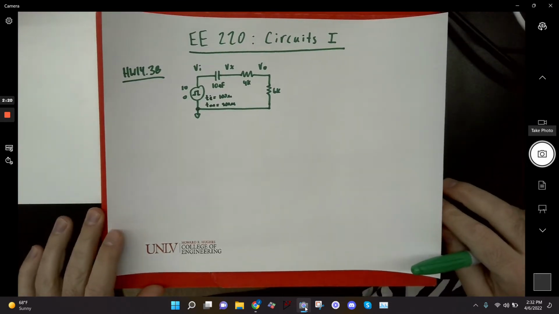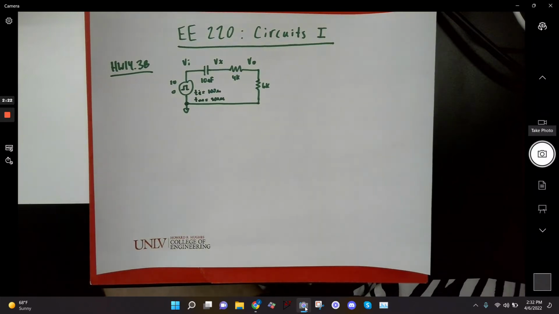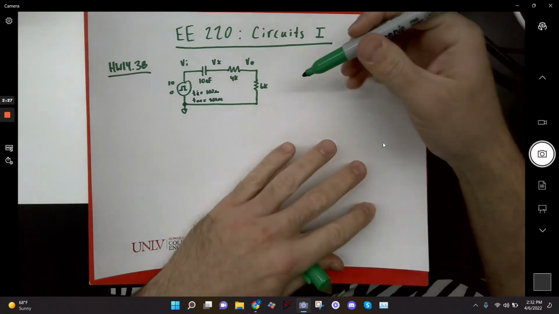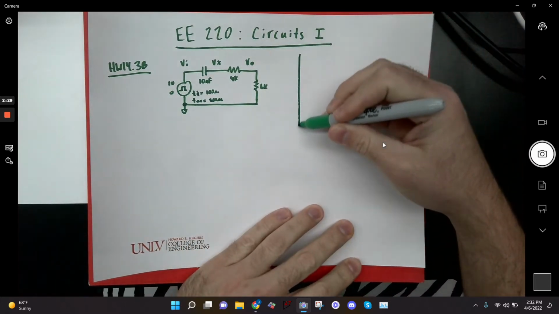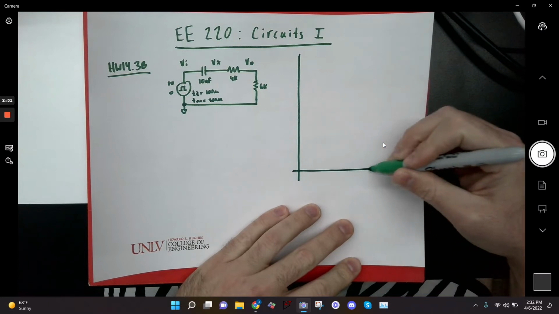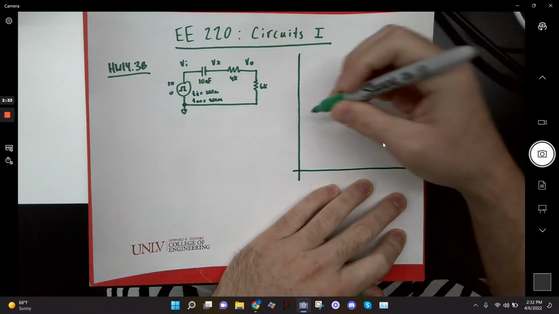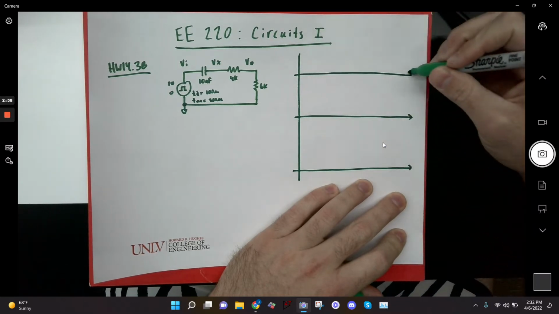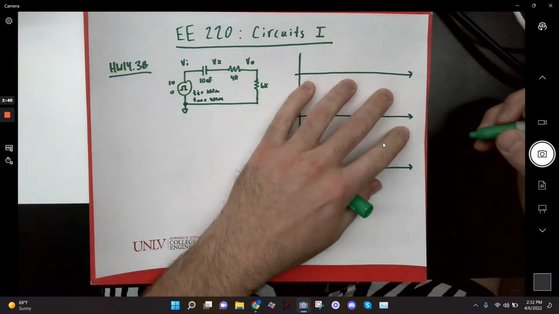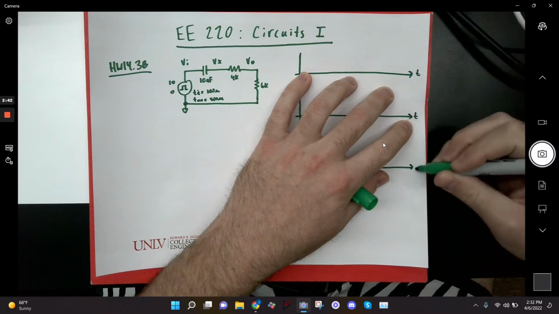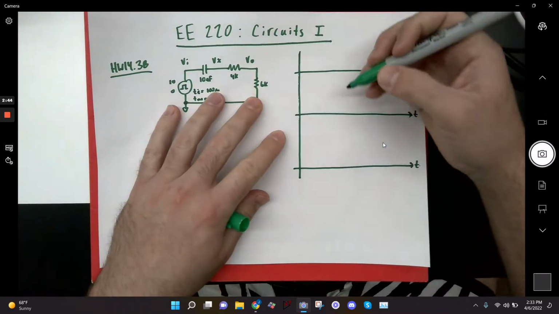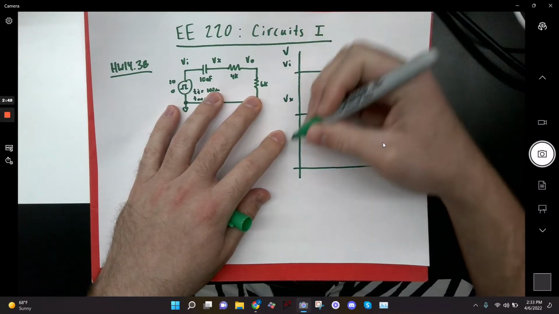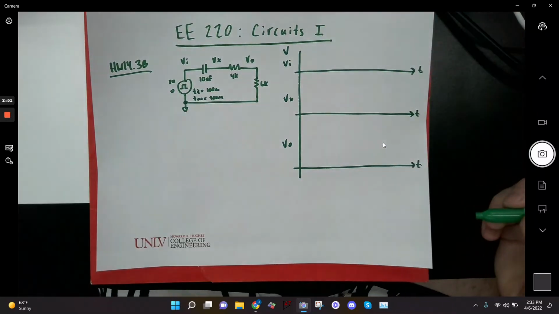Alright, so let's look at this. Alright, so we're going to be plotting these signals, right? So over here I'll draw a plot. Time, and then I've got voltage. We'll call this V in, Vx, V out.